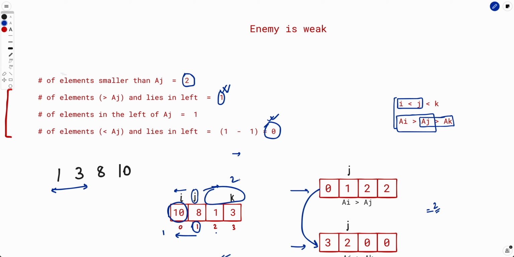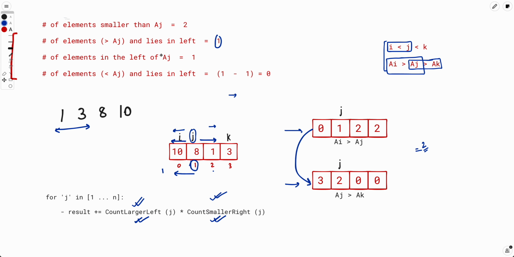Two elements, right? So just to reiterate this part, what we want is how many elements lie in the right and are smaller than the current value 8, right? For that, we simply figured out how many elements are smaller than this 8 and lie in the left, and we can simply subtract it from the total number of elements smaller than it, and we will get the other part, right? You can just play around with this part a bit, you will be able to get it.